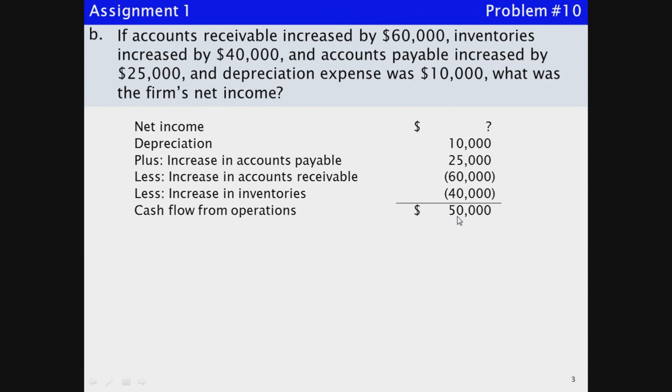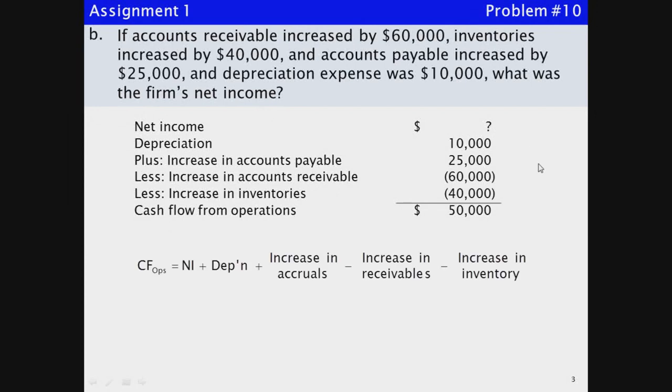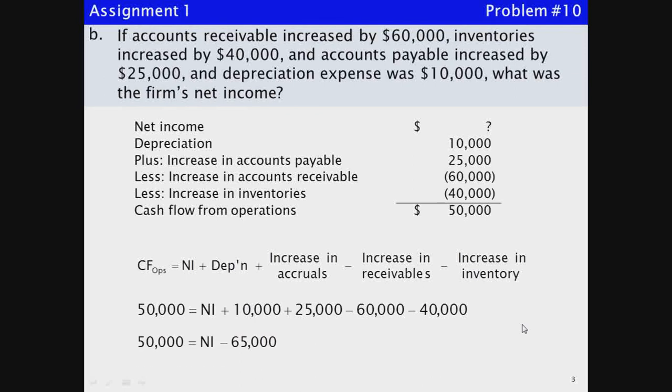The easy way to do it without even writing an equation is to start with 50 and reverse all the signs. Start with 50, add 40, add 60, subtract 25, subtract 10, and you wind up with what you started with. Or if you like the equations, the cash flow from operating activities of $50,000 was net income plus depreciation plus the increase in accounts payable minus increase in receivables minus increase in inventory. Either way, you wind up with $115,000. Personally, I like starting with the $50,000 result, adding things that were subtracted and subtracting things that were added, and you'll wind up with the net income.